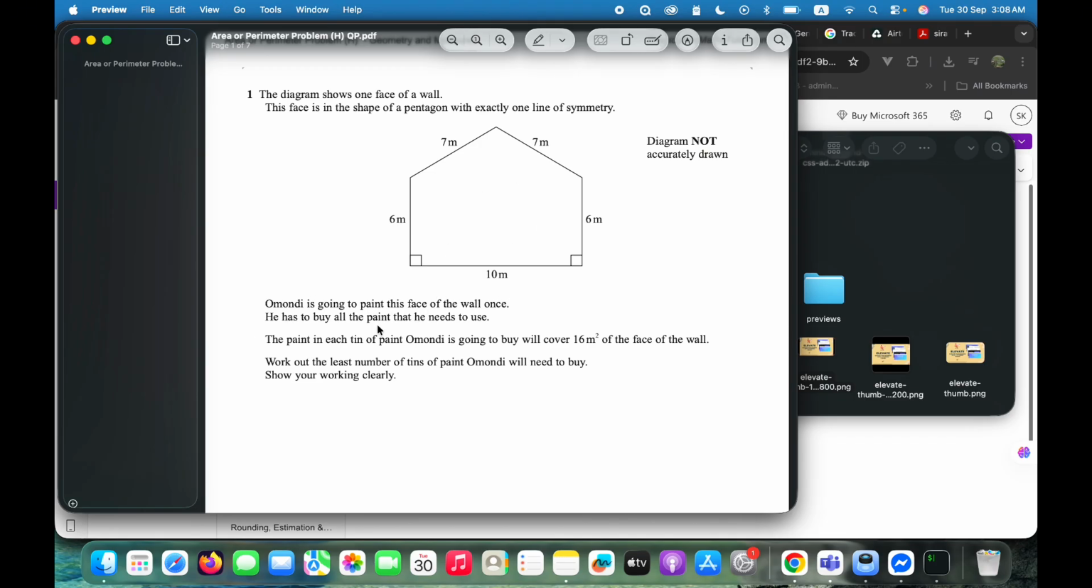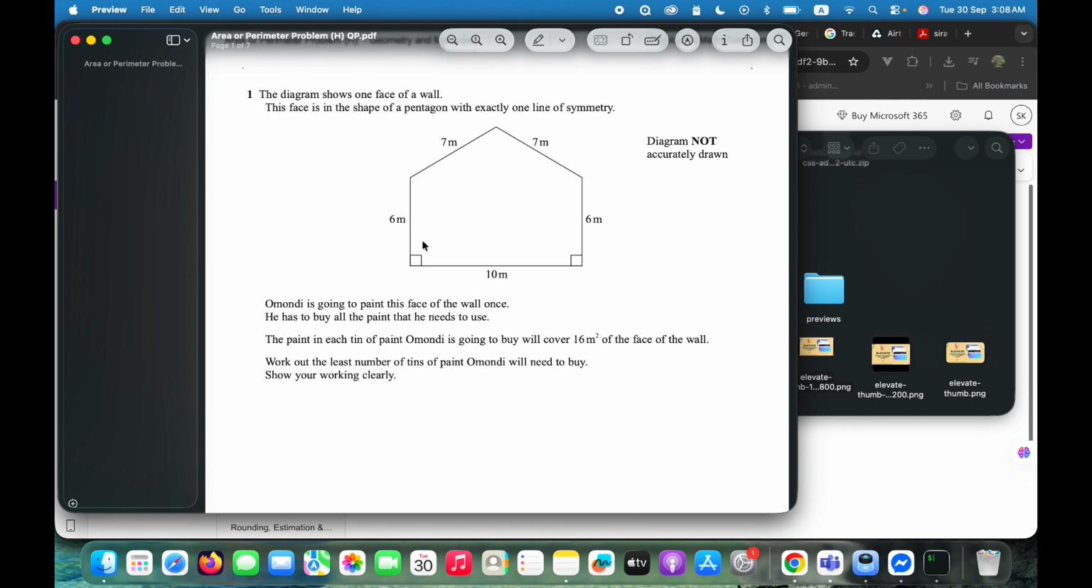He's going to paint the face of the wall once, so he has to buy all the paint that he needs to use. The paint in each tin Omondi is going to buy will cover 16 meters square of the face of the wall. So you have to work out the least number of tins of paint Omondi will need to buy. You have to show your working clearly.